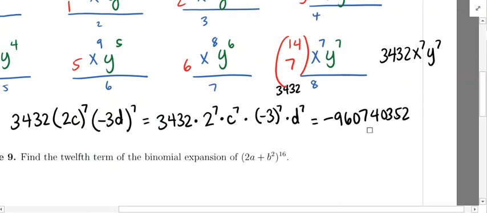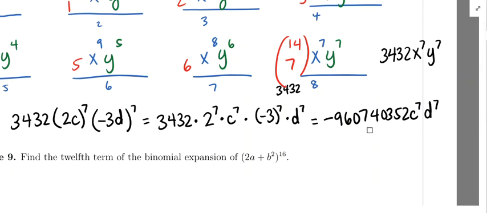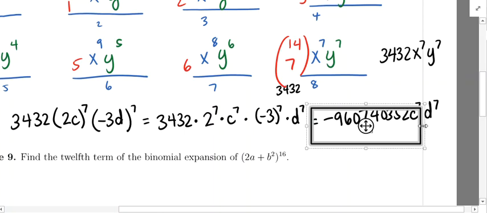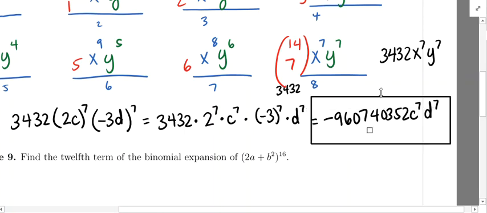Okay, that's the coefficient, quite large, and then you're multiplying it by c to the 7th and then d to the 7th. This is going to be the 8th term in the expansion. All right, let's try another one of these.